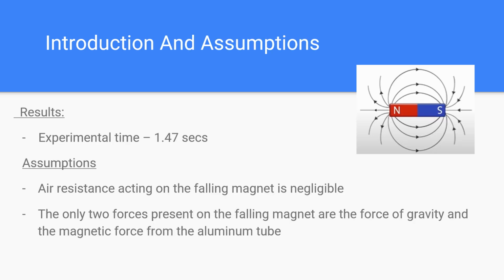For the experimental results, I found that the experimental time using the videos was 1.47 seconds averaged out, and I think the time found for the computational data was about 1.41. I forgot to include that in there. Some assumptions are that air resistance acting on the falling magnet is negligible, and that the only two forces present are the force of gravity and the magnetic force from the aluminum tube.